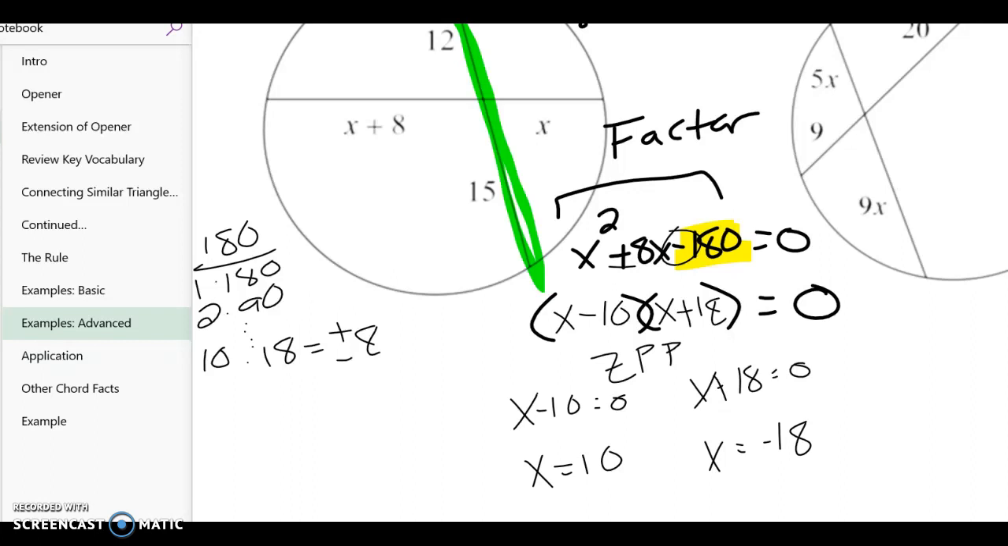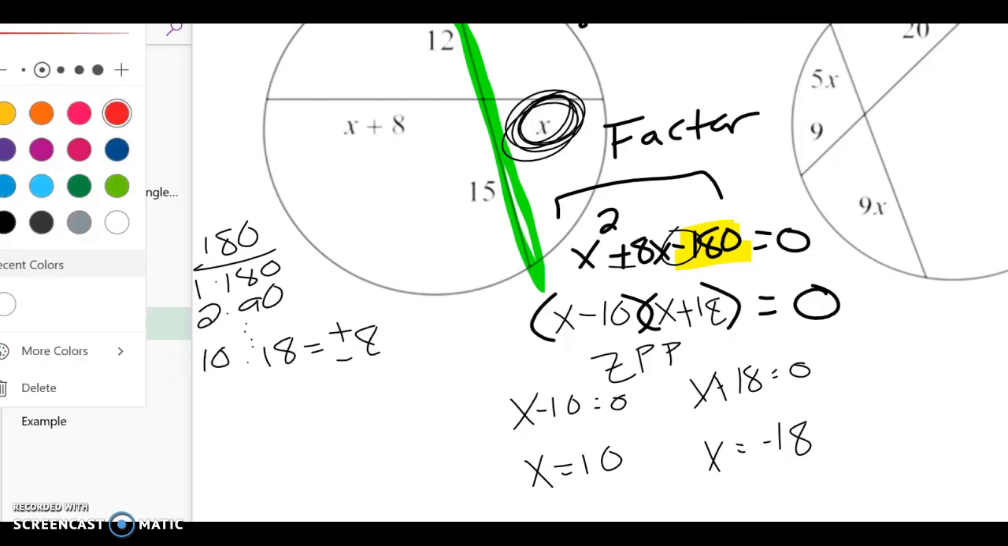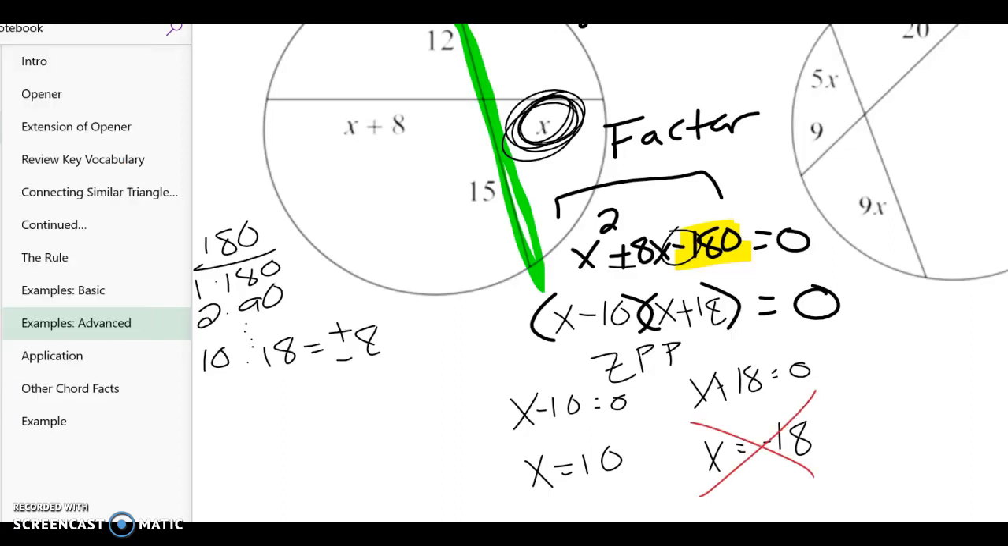But wait a minute, is it possible to have a negative 18 length in geometry? Can I have negative 18 feet? Well, if you're guessing, I hope you are, you surely cannot. So your final answer is 10 here. So this side length is 10, and then x plus 8, 10 plus 8 is 18. Okay, so that was how to solve this using some factoring skills.